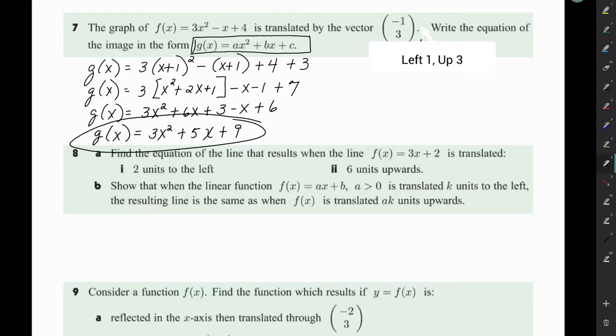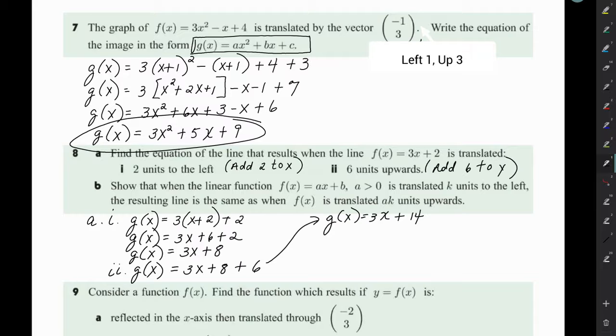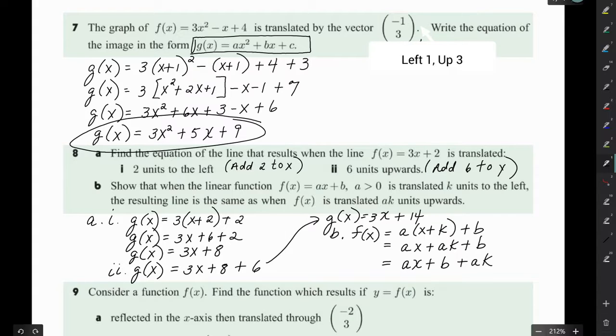For letter 8, find the equation of the line that results when the line f of x equals 3x plus 2 is translated 2 units to the left and 6 units up. Part B, show that the linear function ax plus b, where a is greater than 0, is translated k units to the left. The resulting line is the same as when f of x is translated ak units upward.